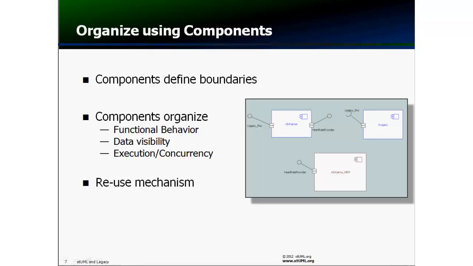In system level engineering, we organize our systems around components. Components define the boundaries between blocks of functionality. Components organize. They contain functional behavior. They restrict data visibility. They are the fundamental unit of execution and concurrency many times in systems, and they serve very nicely as the primary reuse mechanism. Components are black boxes with interfaces. They represent a unit of functionality and execution that has a boundary drawn around it through which the outside world cannot see except through the carefully chosen set of published interfaces.